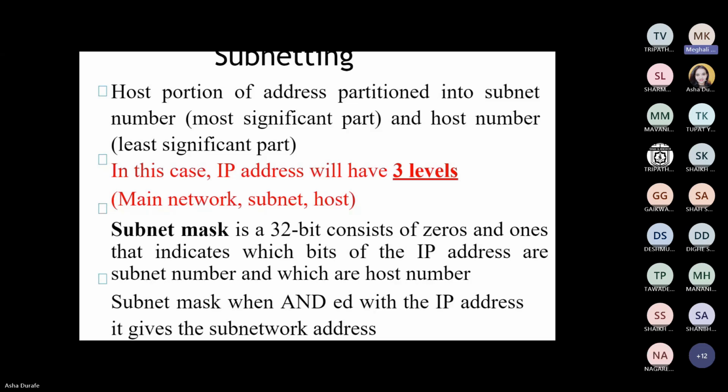So we have one concept here again, which is called the subnet mask. What is a subnet mask? It is nothing but a 32-bit value, like the IP address. It consists of zeros and ones which indicate which bits of the IP address are the subnet number and which bits are the host number. The subnet mask, when ANDed, so you have to logically AND it with the IP address, gives the subnetwork address. So we have to solve various numericals based on this.